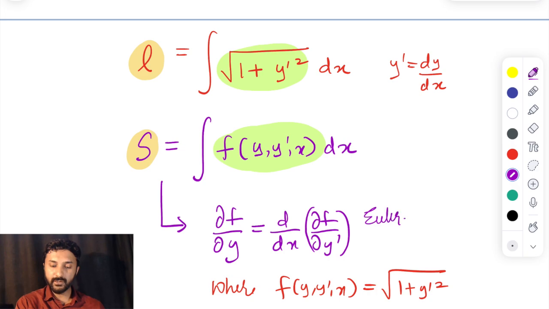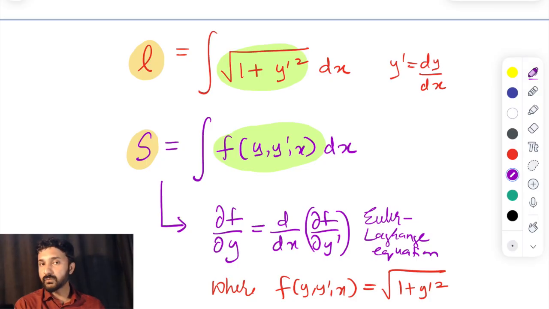So I hope you remember this was the Euler-Lagrange equation, right? And now we are in a position to use the Euler-Lagrange equation because we know what is f, the function. In this particular case, the function is supposed to be square root of 1 plus y dash squared. So if you plug it into this equation and solve it, hopefully we are going to get the equation of a straight line, and that way we would have proven that the shortest path between the 2 points A and B is a straight line indeed.